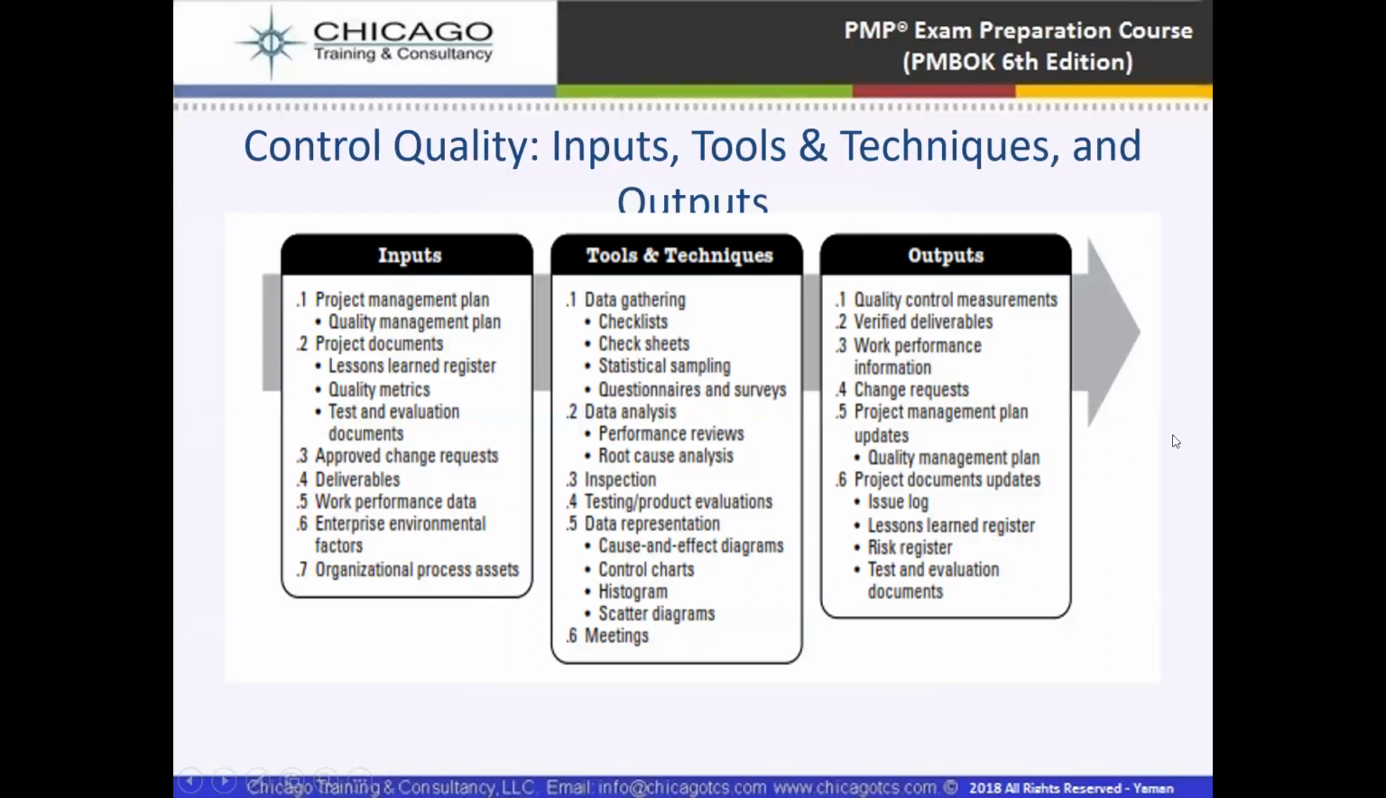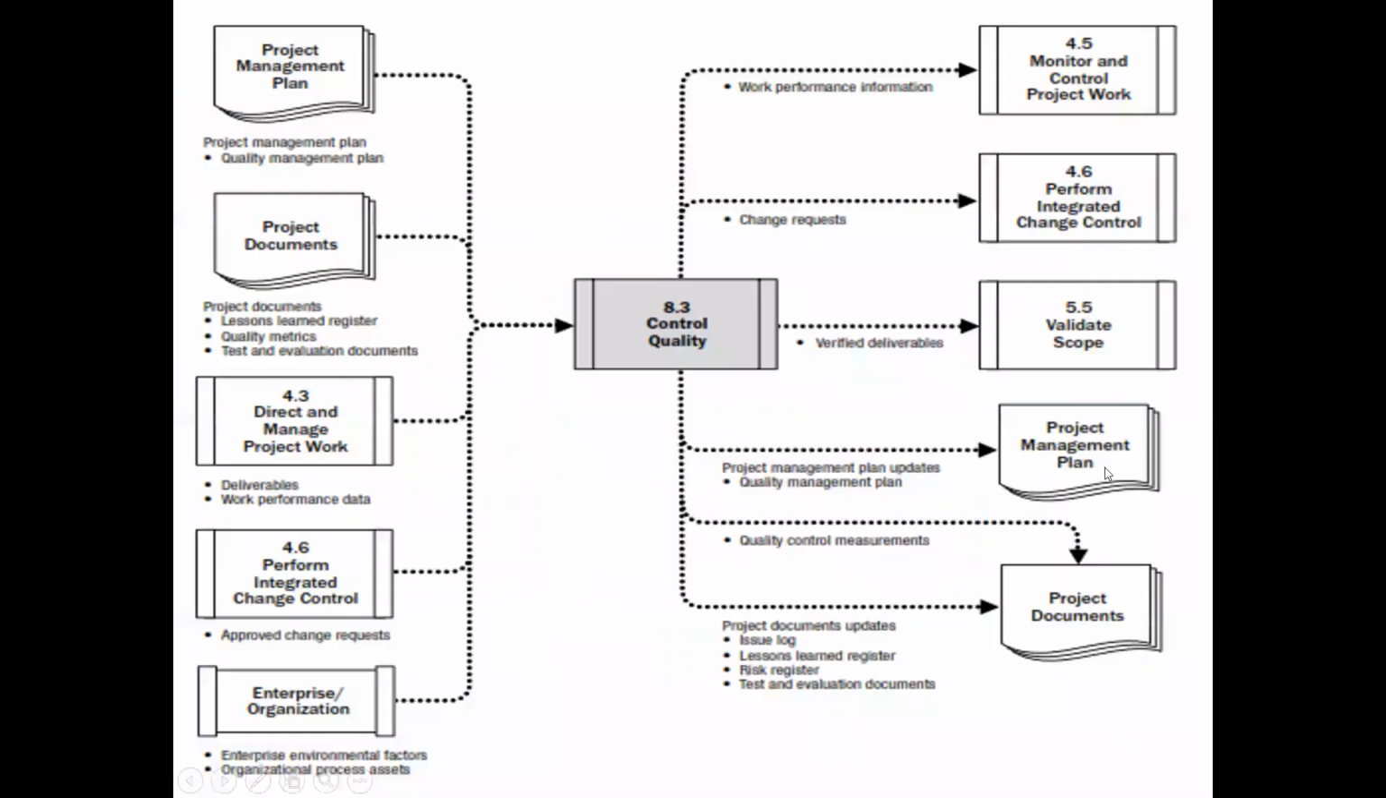Here are the inputs, tools and techniques, and outputs. Most of the inputs, tools and techniques, and outputs you will find are the same as we discussed in each process of the knowledge area. But let us go one by one and discuss. This is a flow chart of the control quality process. Here you can see the inputs, which are the project management plan, project documents, approved change requests, deliverables, work performance data, and enterprise or organizational process assets. And we have outputs like monitoring and controlling project work, performing integrated change control, validating scope, the project management plan, and then the project documents.